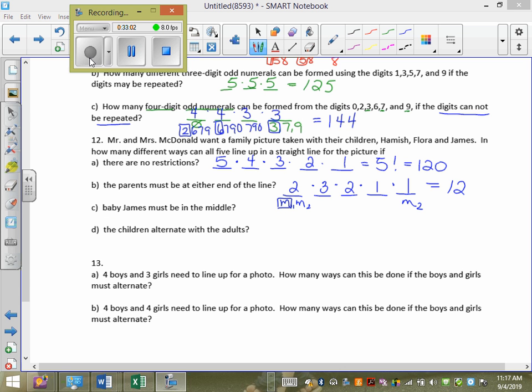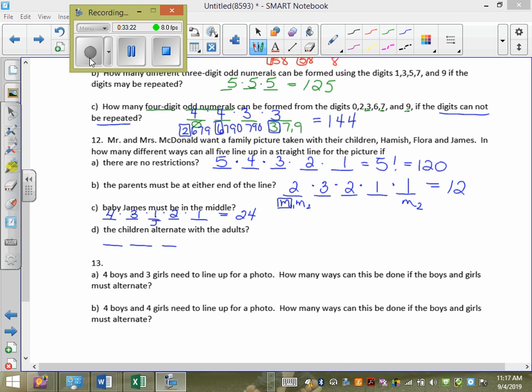Baby James must be in the middle. 4, 5. Baby James, there you are. He's there. Now there's no restrictions on the rest, right? So how many people do I have left? 4. Then I stand one there. 3. Stand one there. 2. Stand one there. And then 1. So it's 24.